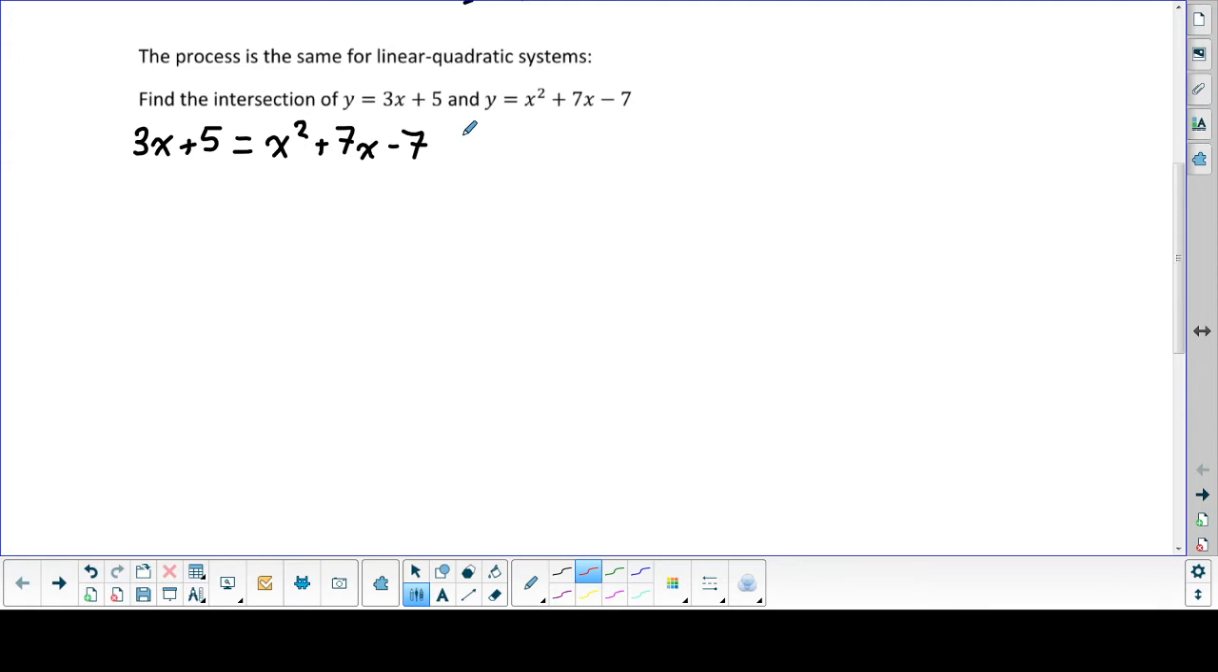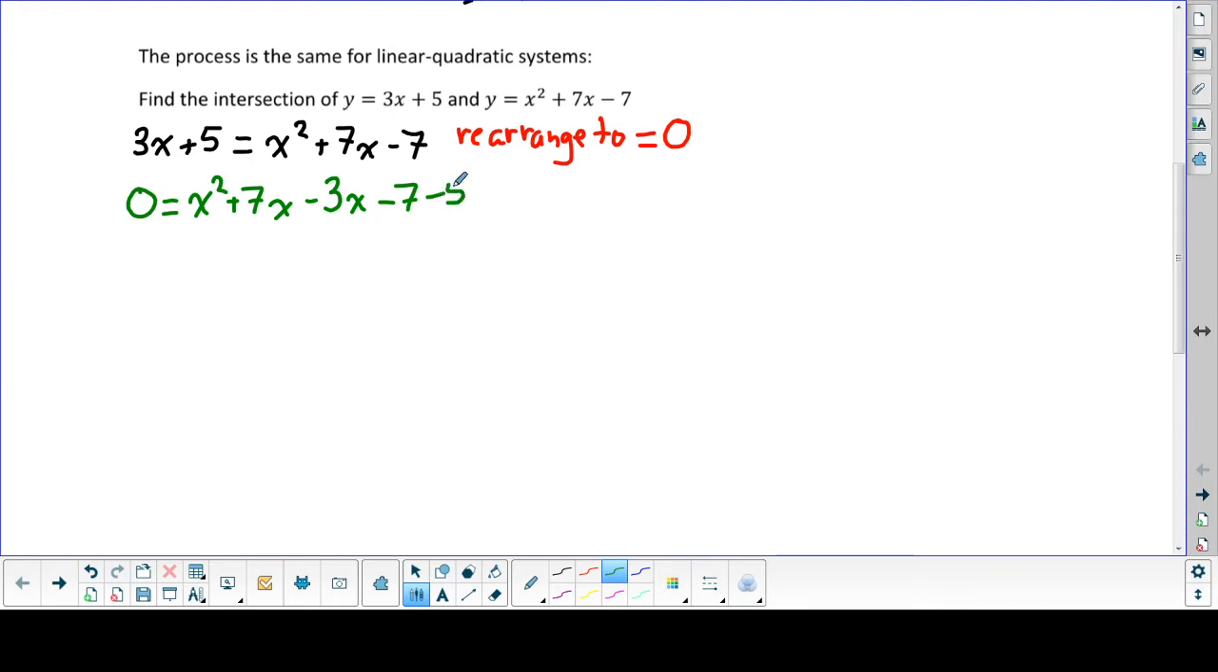Okay, so I'm going to write that in red as a little note. Rearrange to equal 0. So in order to do that, we're going to have to bring the 3x over and the 5 over. Okay, so we'll get 0 equals x squared plus 7x. Bring the 3x over, subtract it over, minus 3x. Minus our 7, and then we have to bring the 5 over, and we're going to have to subtract that on the other side, so minus 5.